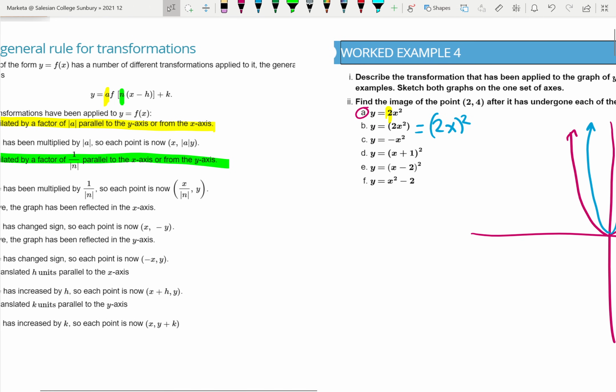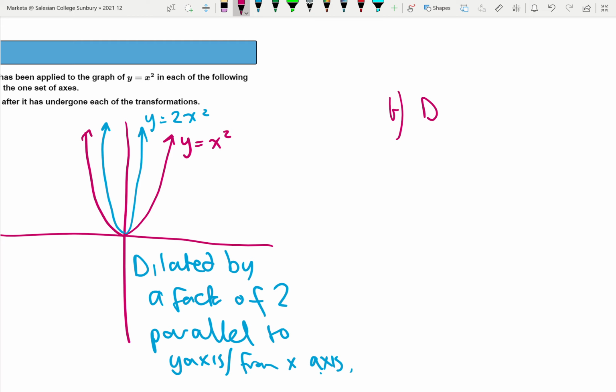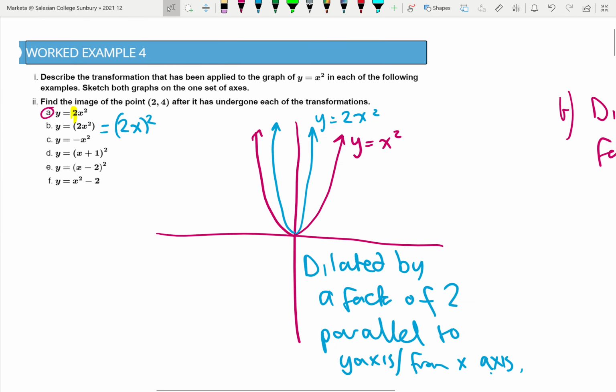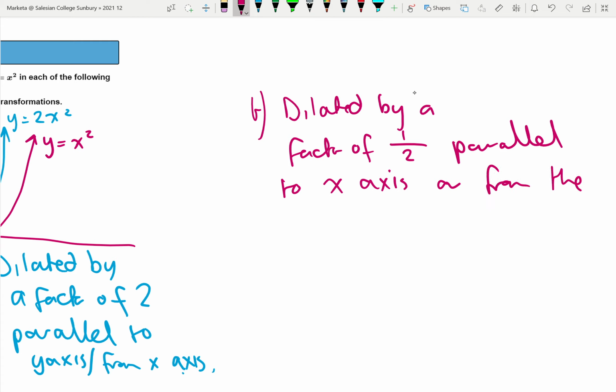So we can say, well, for B, it's dilated by a factor of 1 over our value there of 2. And notice that this is now parallel to the x-axis, or from the y-axis.